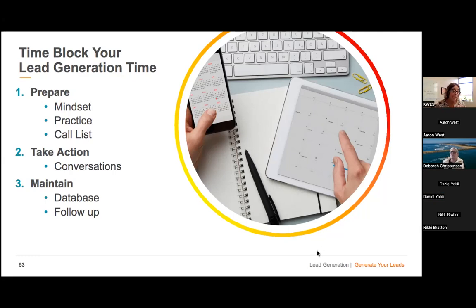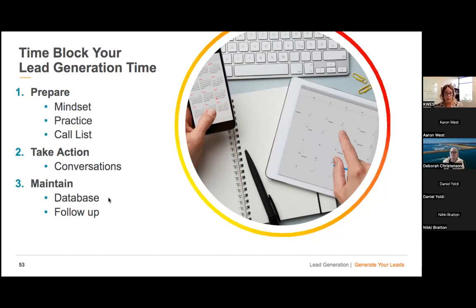Okay. You want to maintain your database and you want to follow up. Right? Follow up on any commitments that you've made. If you've had a conversation and you've shared that you're going to follow up with a CMA or a neighborhood update, something like that, you want to be sure that you are following up with them.